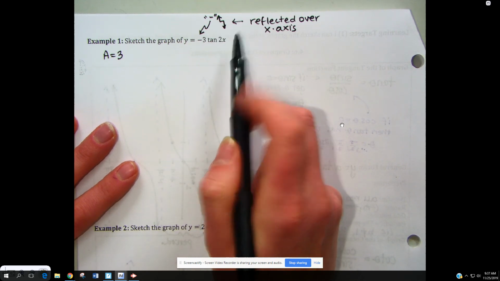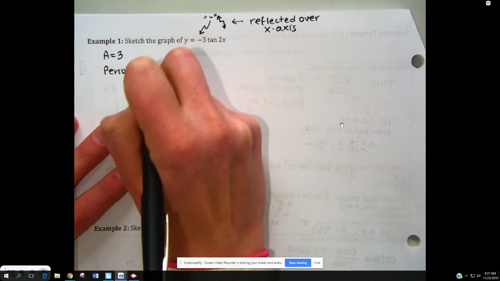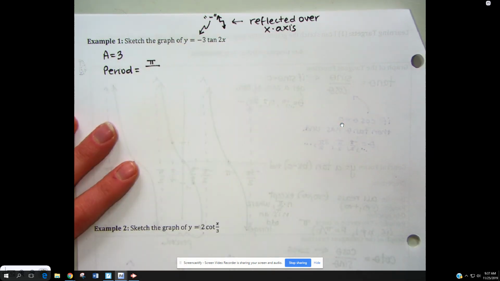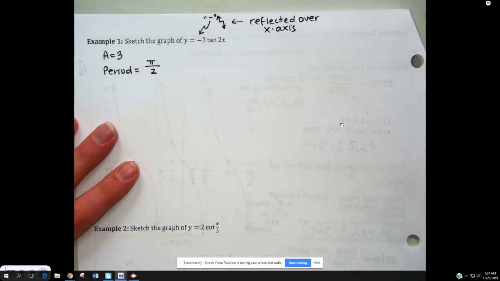And the last thing to deal with would be the 2x. The 2 on the inside means that my period, normally the period on a tangent function is pi. So this time I'm going to take and divide pi by 2. So my period is only pi over 2.